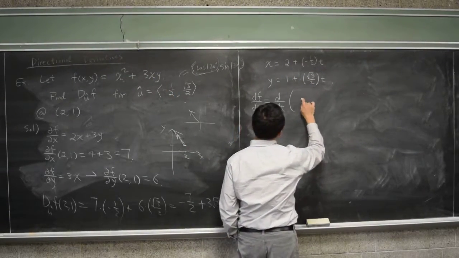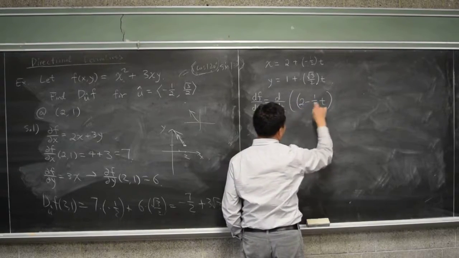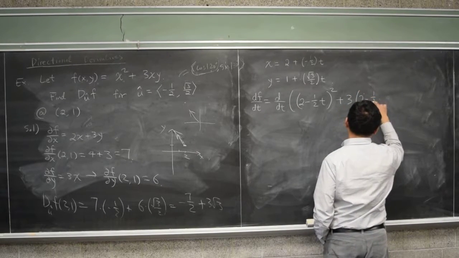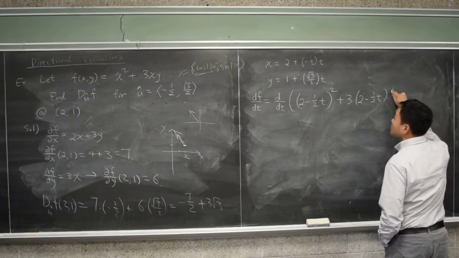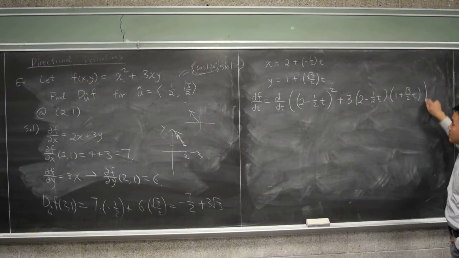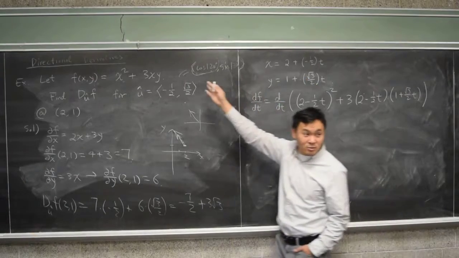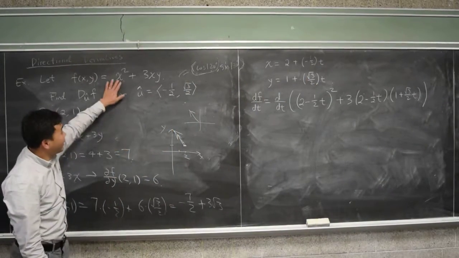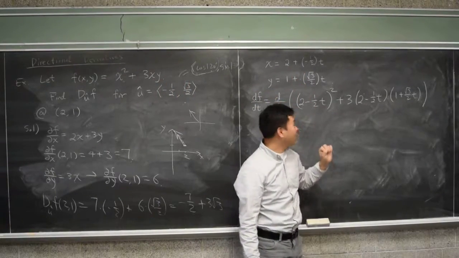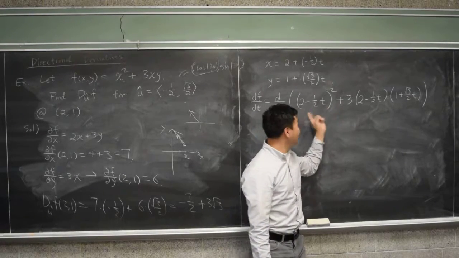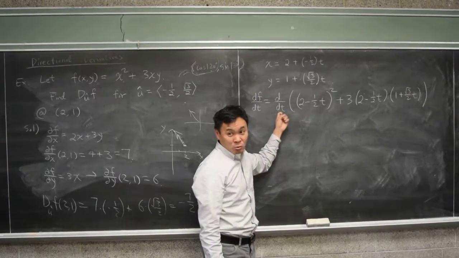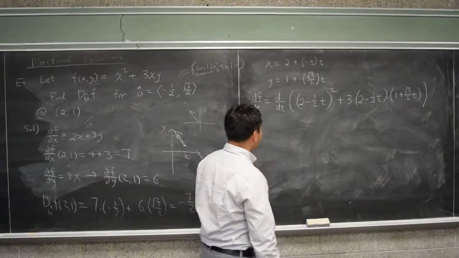What's that? That's (2 minus 1/2 t) squared, that's x, plus 3 times (2 minus 1/2 t) times (1 plus radical 3 over 2 t). This is x, that's y, right? And this is the entire f. You see it? All I did was I replaced this x by what I have here. I replaced y by what I have here, so that at each moment in time t, this is the value of f. And what I'm trying to do is I want to see how fast it's changing with respect to time. Now, let's see what we get.